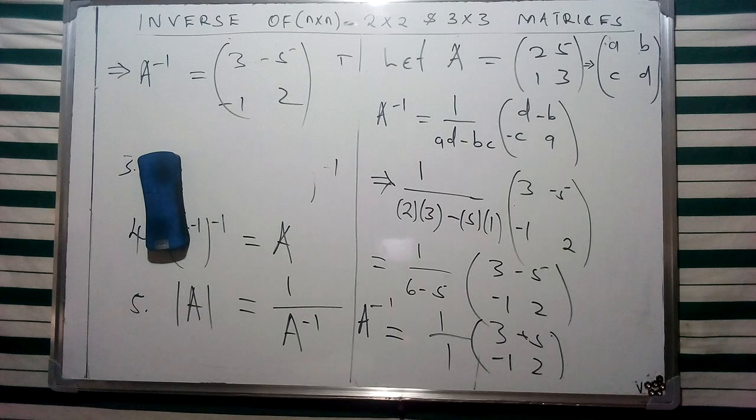Now, in our next discussion, we're going to look at the involvement of our cofactors and the classical adjoint, and that's going to form the second part of a strategy for finding inverses of square matrices, 2 by 2 and 3 by 3.